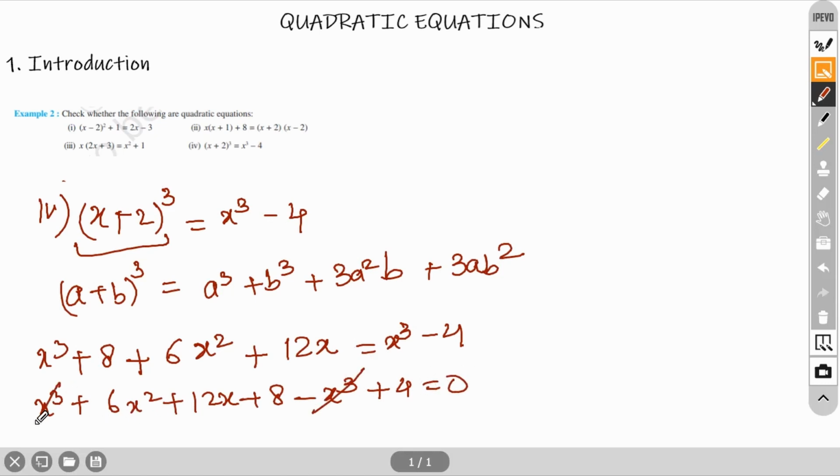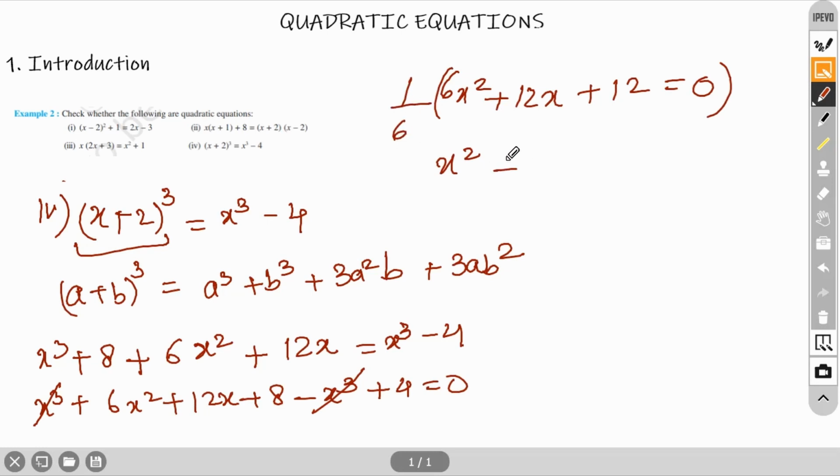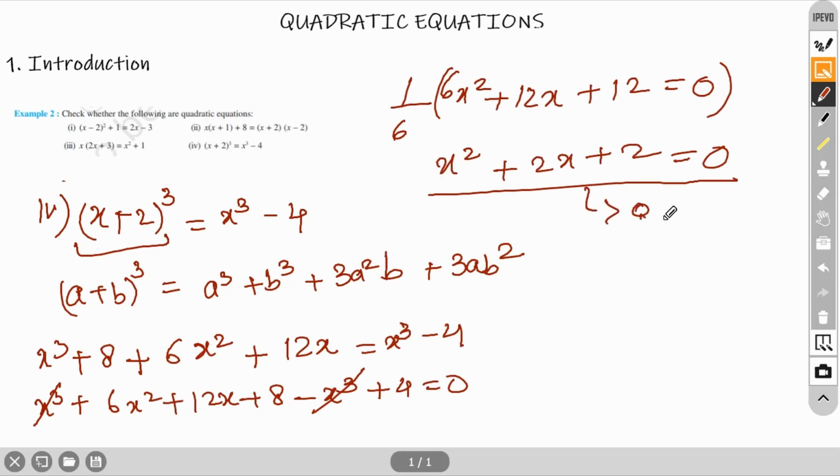Plus x cube and minus x cube will cancel out. The remaining equation will be 6x square plus 12x plus 12 equals 0. If we divide both sides by 6, we'll get x square plus 2x plus 2 equals 0. Now it can be seen clearly that this is of the form ax square plus bx plus c. So this is a quadratic equation.